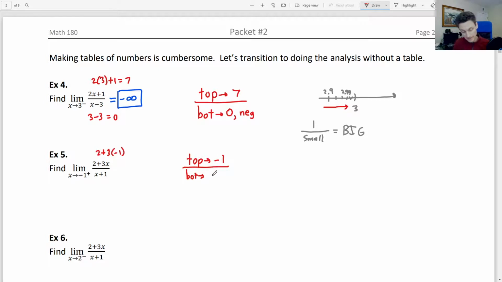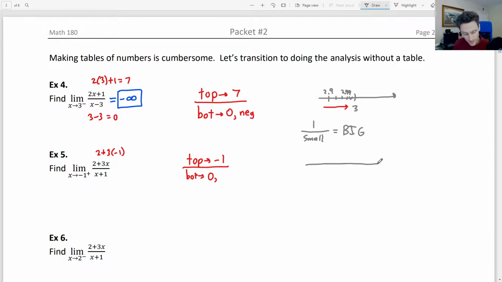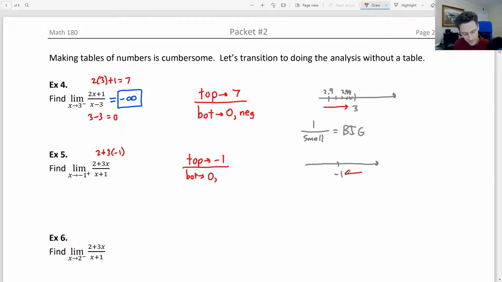What about the bottom numbers? Approaching 0, that's right. Now the x values are approaching negative 1 from the right side. There's the right side of negative 1, and we're getting closer to negative 1. So when we're thinking about whether the bottom is a positive number or a negative number, we can think about what these values are that are getting close to negative 1 from the right. So these would be numbers like negative 0.9, negative 0.99, things like that. If we plug those into x plus 1, is that going to be a positive number or a negative number?